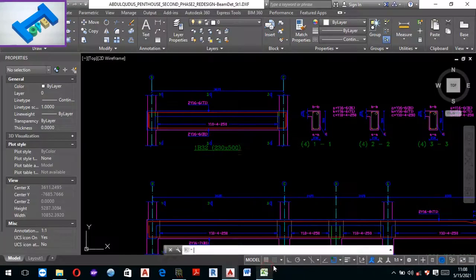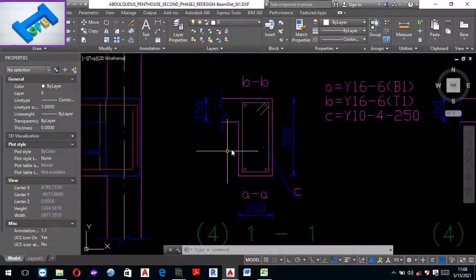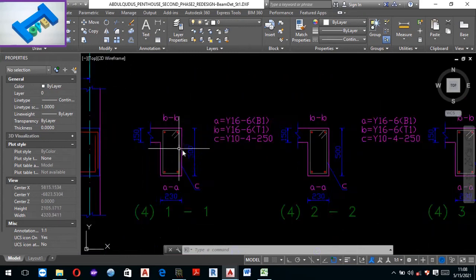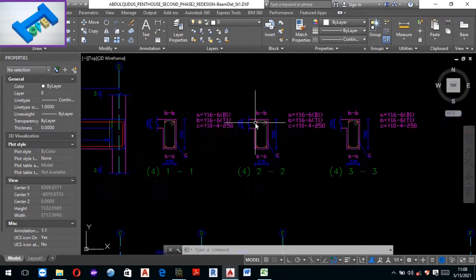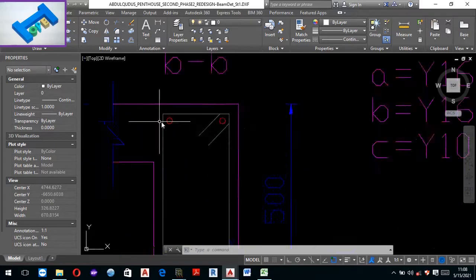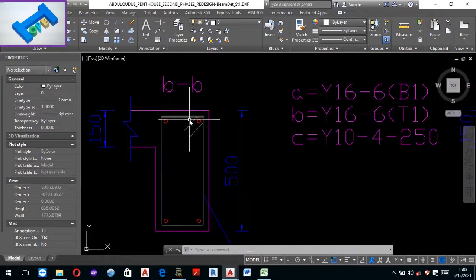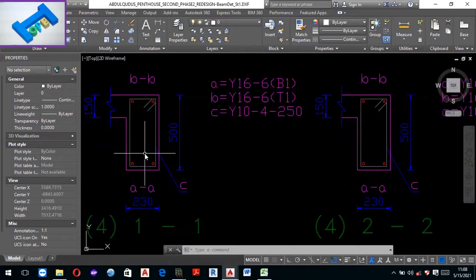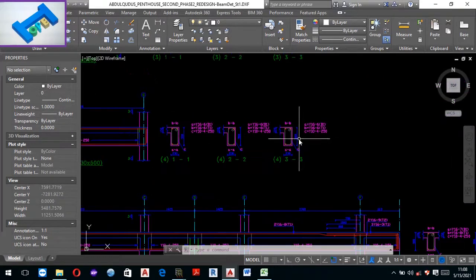And here as well we have the sections of the link. If there's a variation in any of the sections, you get to know it here. We have this shape as well. The link is specified throughout the length of the beam, and that's nice.